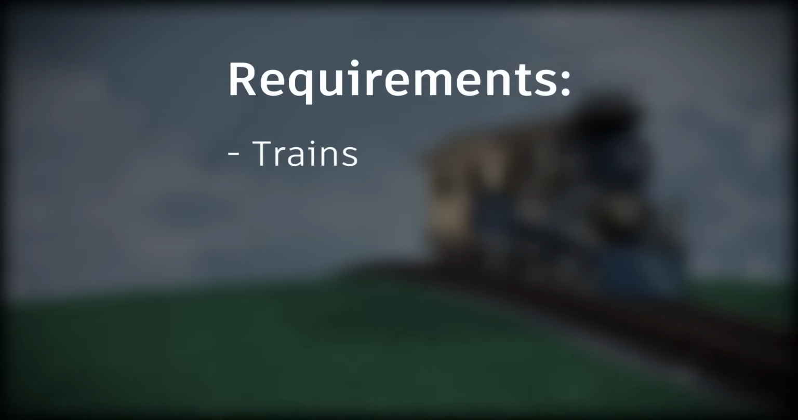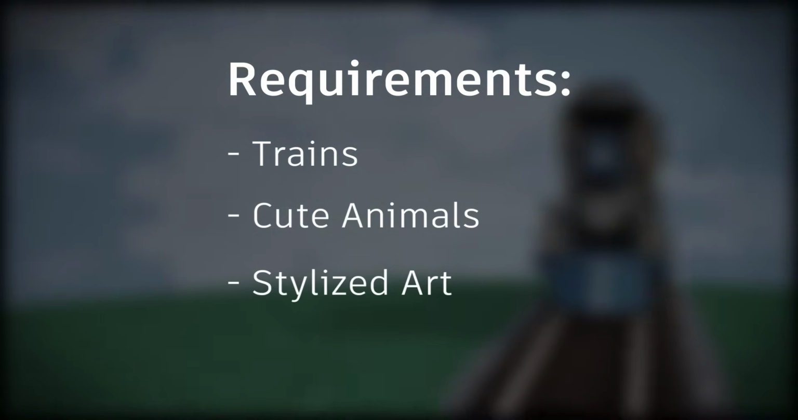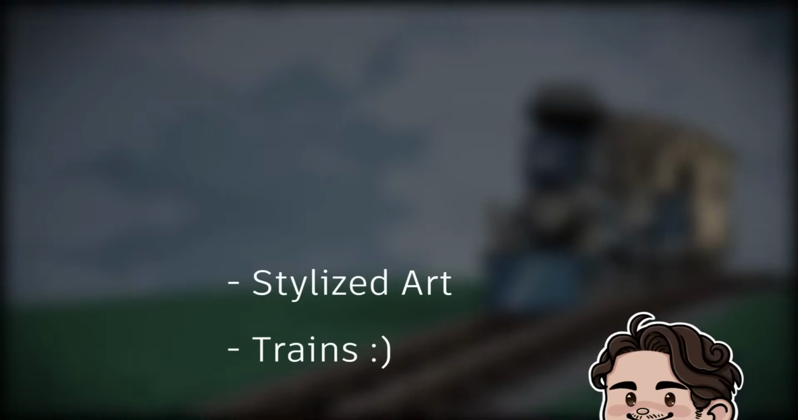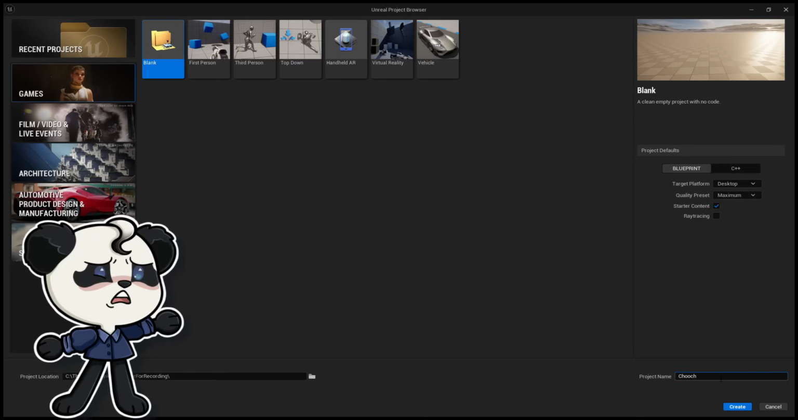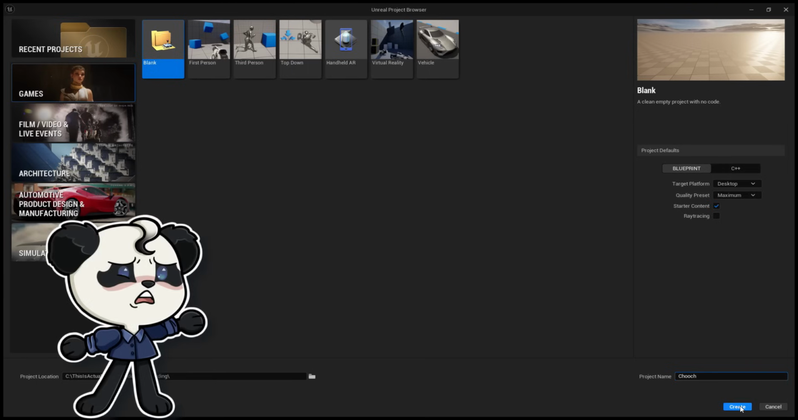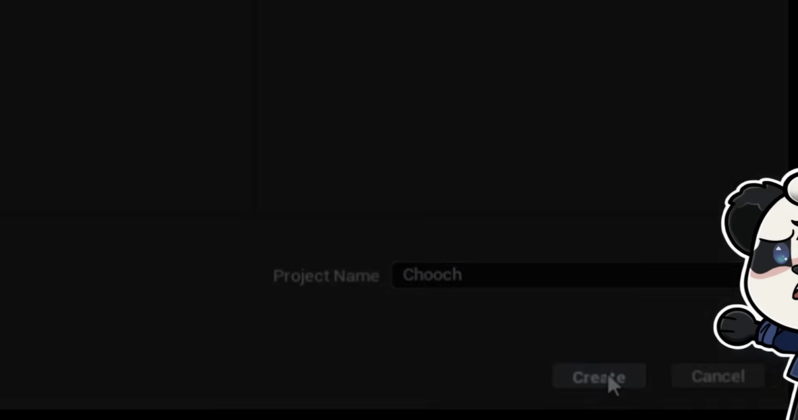Our requirements for the game? It had to include trains, cute animal characters, a stylized art style reminiscent of the era, and trains. With that in mind, we set out, as so many game developers do, and downloaded Unreal Engine 5 for the first time. We didn't realize the project name would be important at the time. Little did we know it is weirdly difficult to change later on. At the time of this recording, it is still called Chooch.